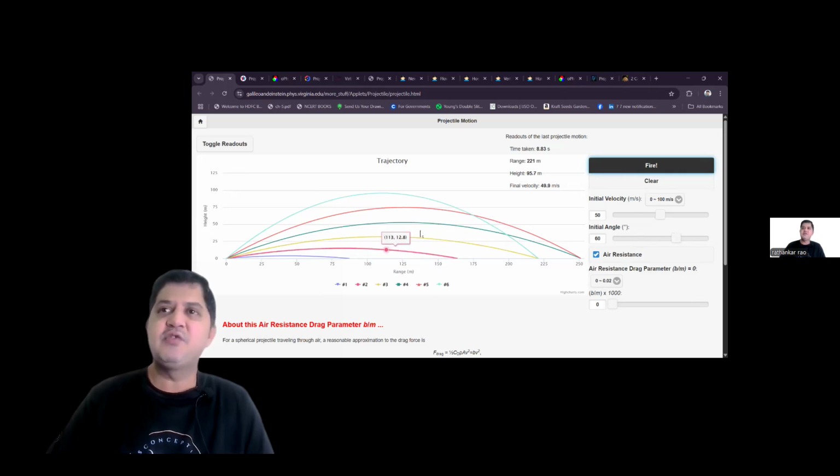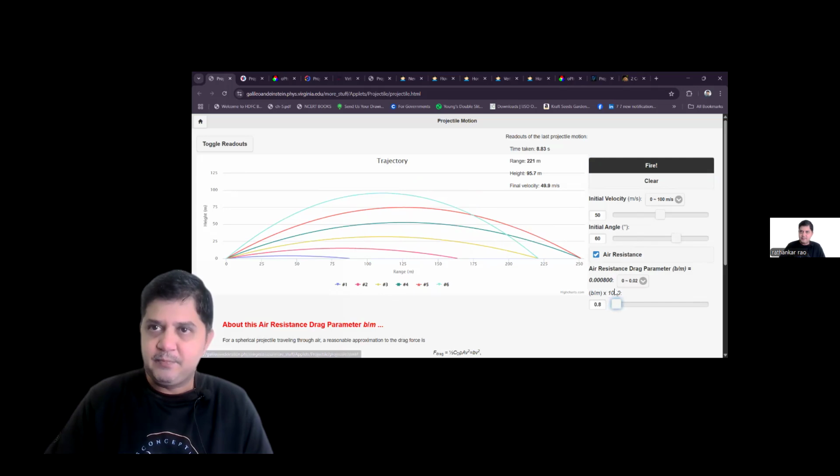Now, the next kind of questions that I can ask using this simulation is, let us say in all these cases, you observe that there is symmetry. The curve is highly symmetric. Now, how do I make it asymmetric? For example, there is something called air resistance over here. Now I can pull this one here, air resistance here. I can pull this one here, 0 to 0.02.